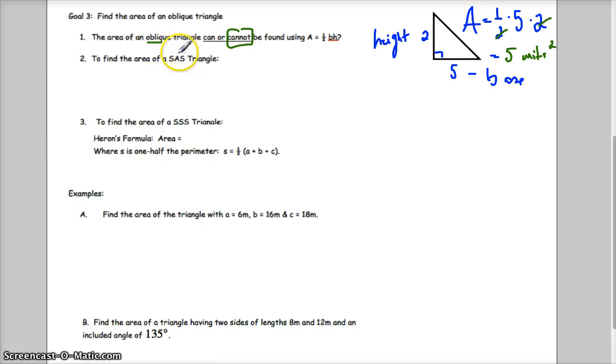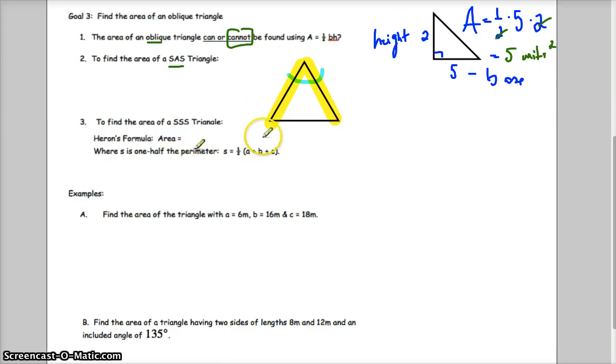So one is when we have an SAS triangle. Let's review what SAS triangle means. So let's draw a triangle here. An SAS triangle is a triangle in which I know one side, another side, and the angle between those sides. So side, included angle, and side. SAS triangle is a side included angle side triangle.